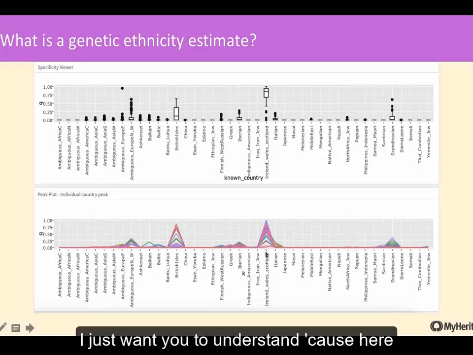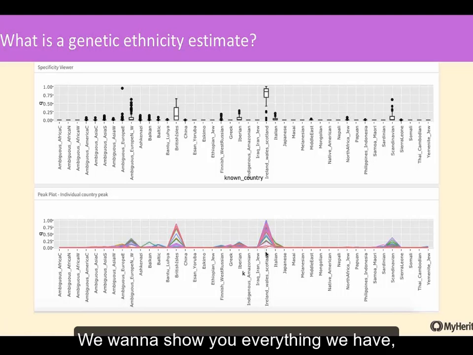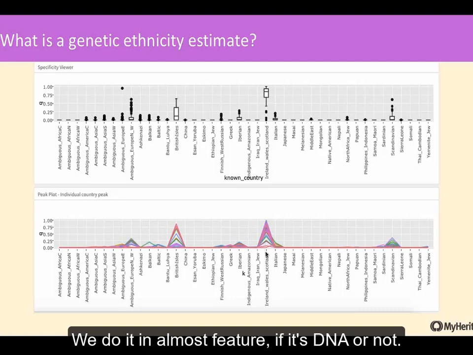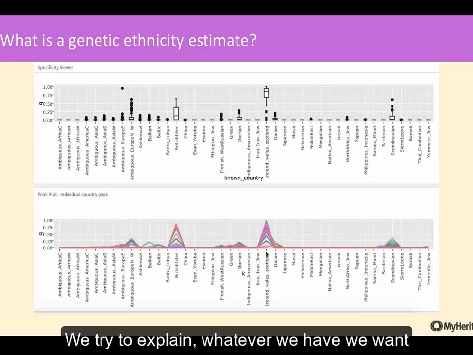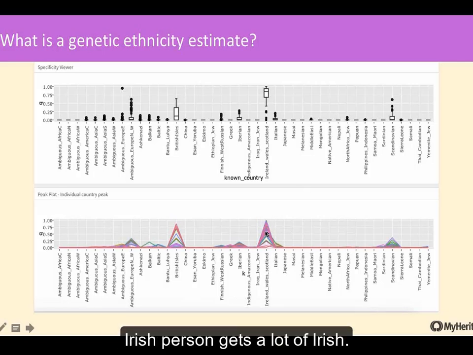I just want you to understand, because here at MyHeritage, we want to be very transparent. We want to show you everything we have, and it's kind of the company motto. We do it in almost any feature, whether it's DNA or not. We try to explain whatever we have, we want to share with our users. So basically, what you're seeing here is the average Irish person gets a lot of Irish. He gets a bit of British.